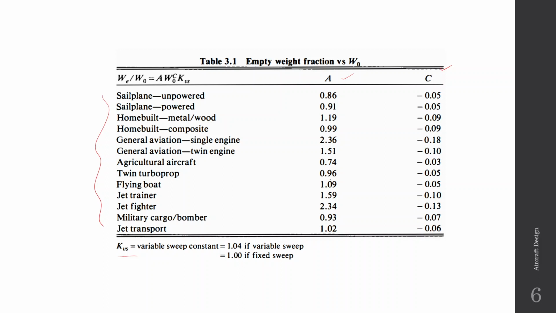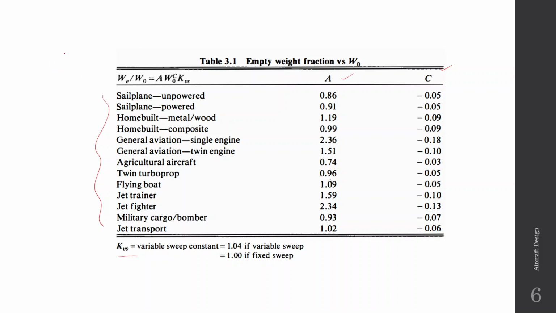kVs is used for variable sweep and also for composite materials. Like in your aircraft, if you are using composite materials, then you have to reduce the value of kVs. But for an initial estimate, kVs can be 1. And you can see that all the values of C are negative. So this means that as the weight W naught increases, the fraction of the empty weight decreases.